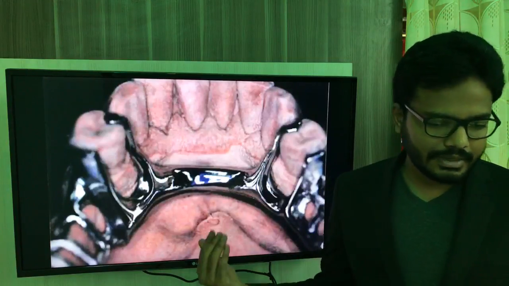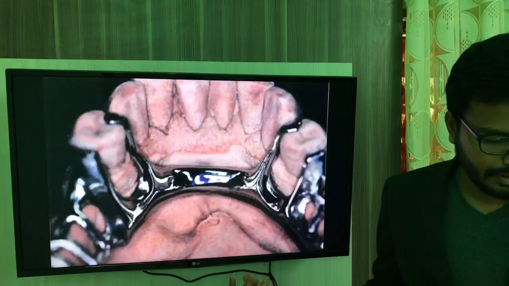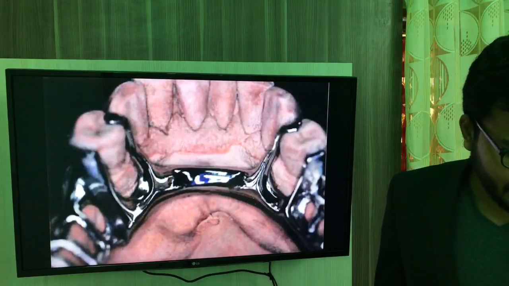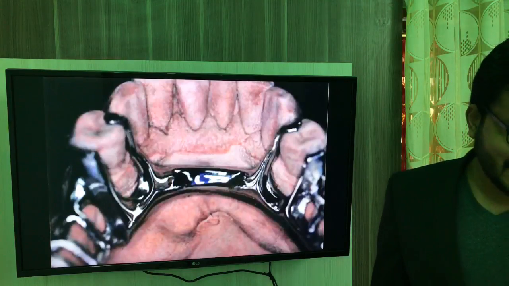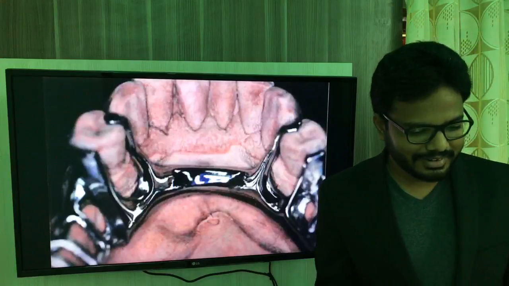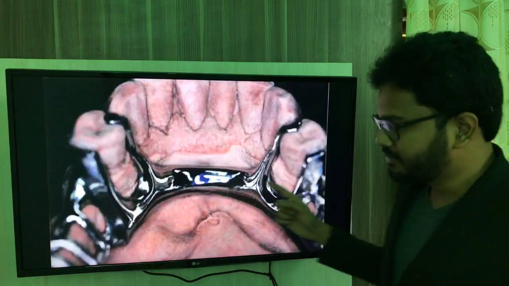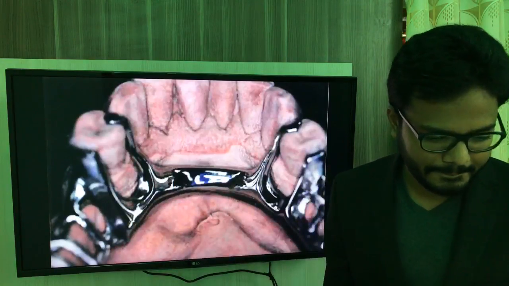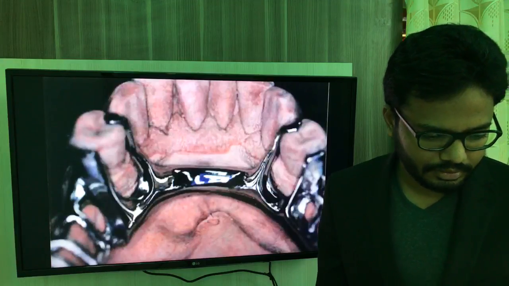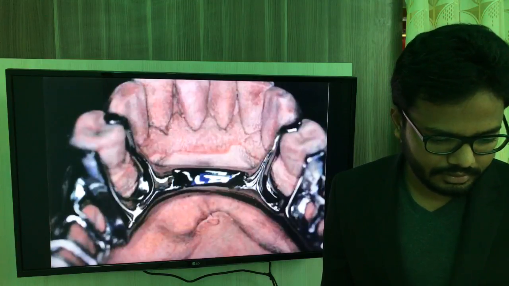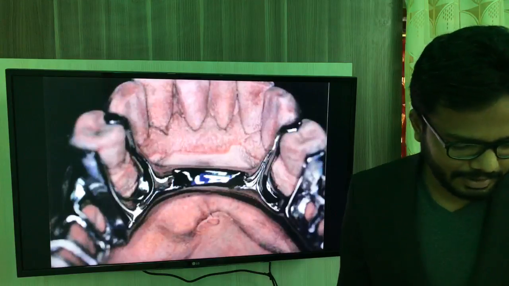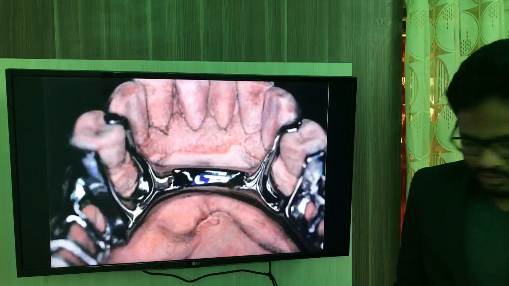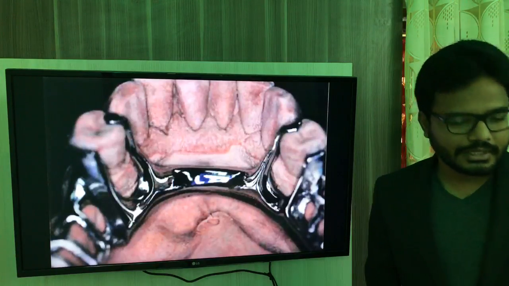So what does this major connector represent? Good. We covered cingulum bar previously, right? So this is lingual bar. Good. Yeah, it's a lingual bar, right? So this completes our images for today.